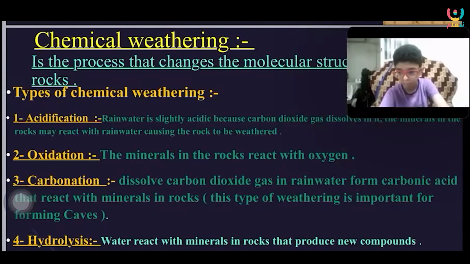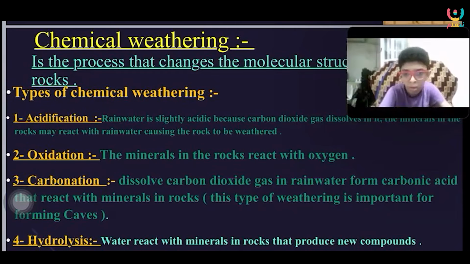The first one is called acidification. Where do the acids come from? They come from carbon dioxide, which can be found in the air. When rainwater falls down, it falls with this carbon dioxide. The rainwater reacts with or combines with carbon dioxide, and then falls down to the rocks. The minerals of the rocks react with the rainwater that reacted before with carbon dioxide. Both of them make the rocks weathered.